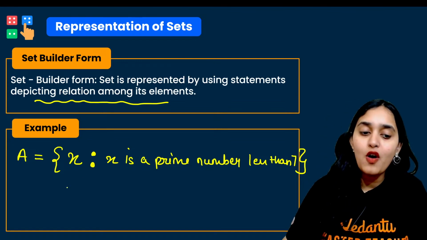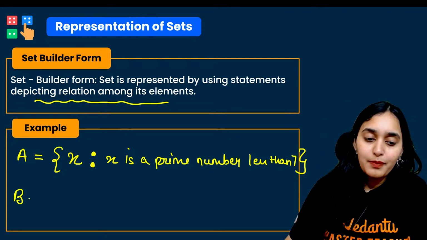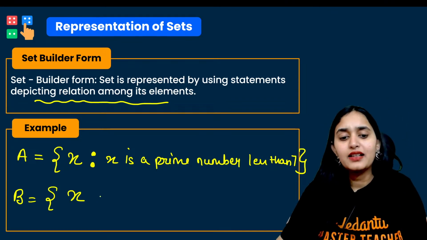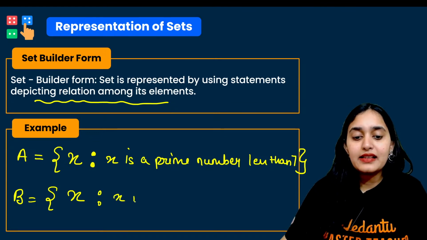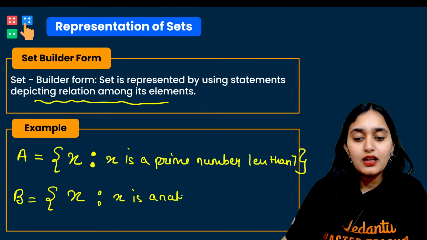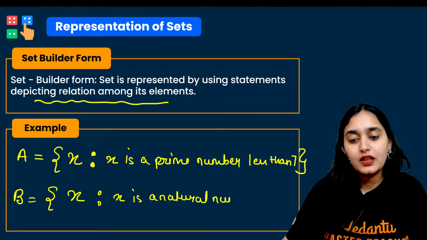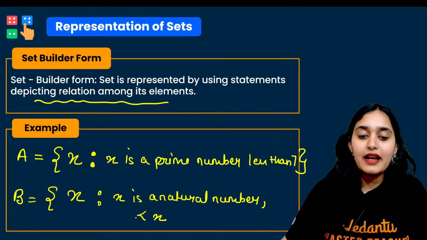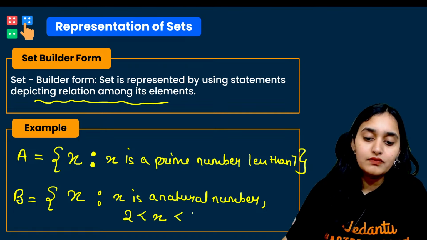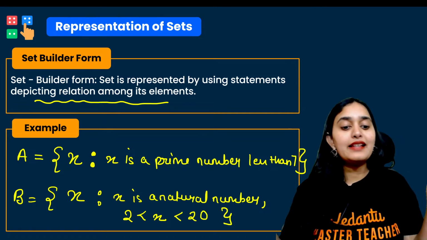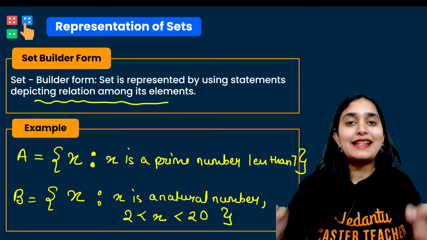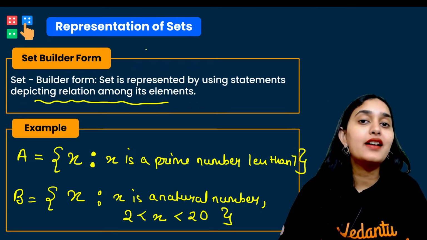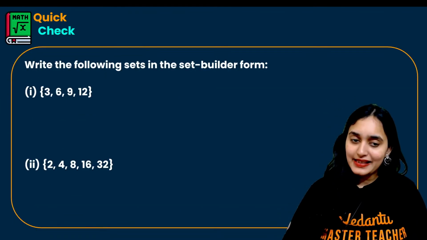Like this, I have a set. It is set builder form. Clear? Set B has element x. Who is x? Such that x is a natural number where x is greater than 2 and less than 20. Like this, I can represent a set. I want the set of natural numbers which are greater than 2 but less than 20. This is set builder form. Clear? Let's see some examples.